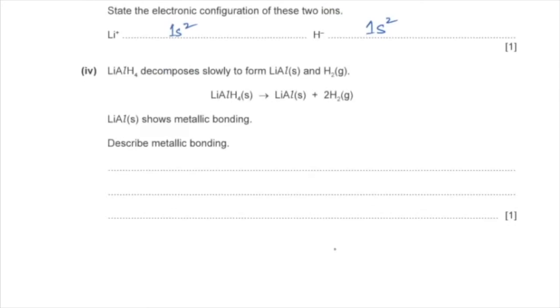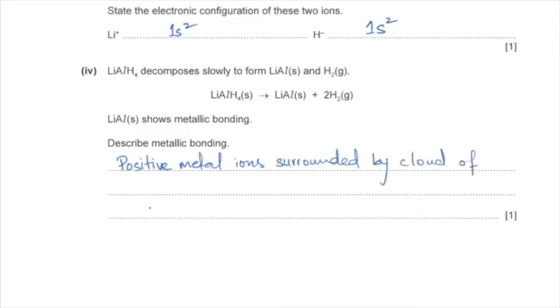Part 4, LiAlH4 decomposes slowly to form LiAl and hydrogen gas. LiAl shows metallic bonding. Describe metallic bonding. So metallic bonding is all positive metal ions surrounded by a cloud of delocalized electrons.